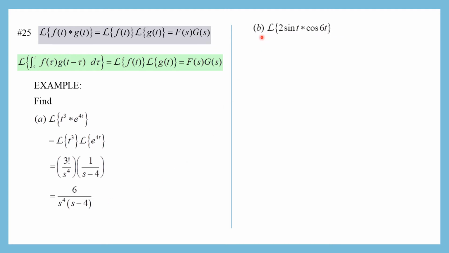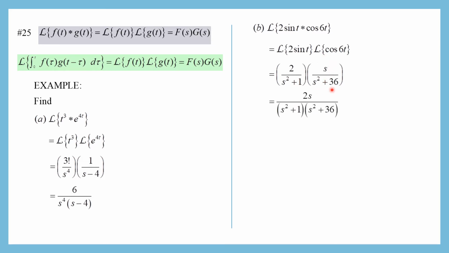Question B. Laplace transform of 2 sin t convolved with cos 6t. This is the same as finding the Laplace transform of 2 sin t multiplied with the Laplace transform of cos 6t. And we know that the Laplace transform of 2 sin t is 2 divided by s squared plus 1, and the Laplace transform of cos 6t is s divided by s squared plus 36. So this is equal to 2s divided by s squared plus 1 multiplied by s squared plus 36.